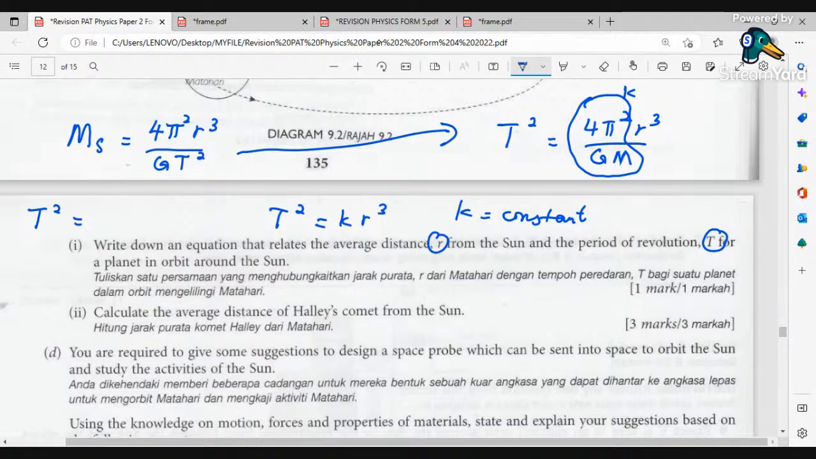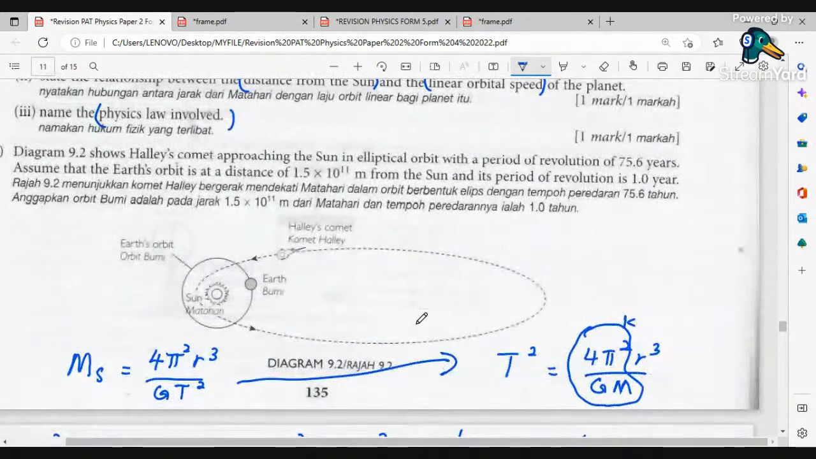Calculate average distance of Halley's comet from Sun. Okay, semua given. Kita ada information. Okay, sini ada. Okay, Halley's comet approaching Sun. Earth orbit distant from Sun. So kita ada two situation. Halley's comet, Sun, Earth orbit, Earth, Sun. Okay, so dia ada dua.